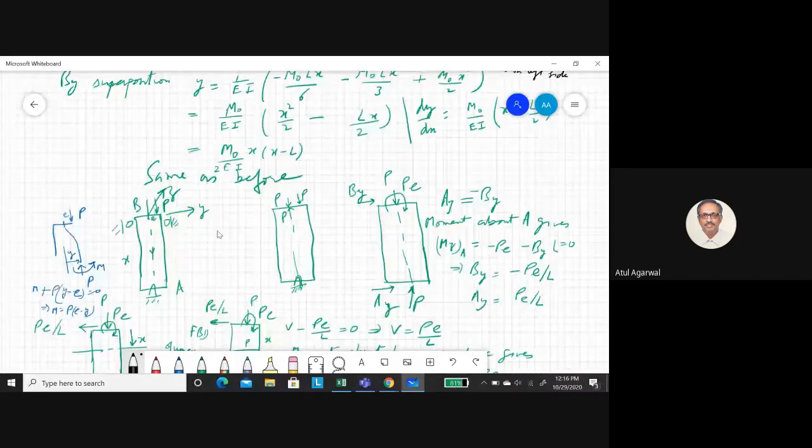Now here what you have done, you have applied a moment. You have put your bar like this, and you have an axial load.